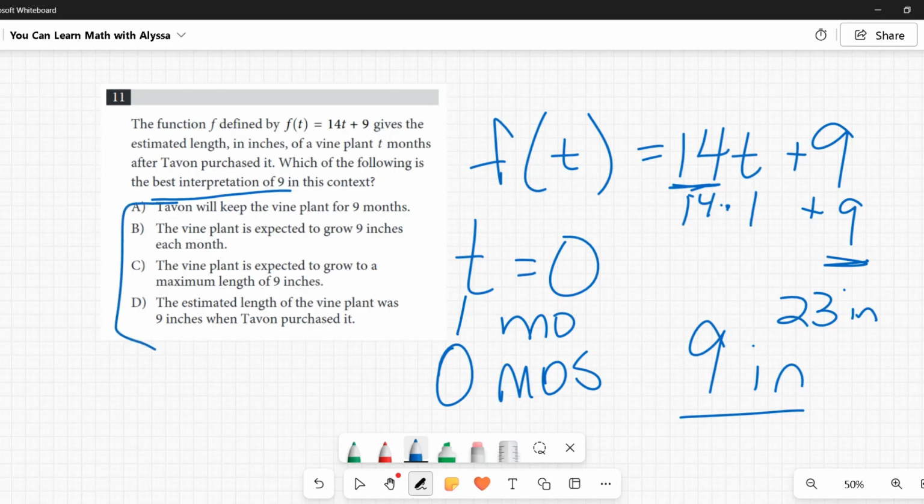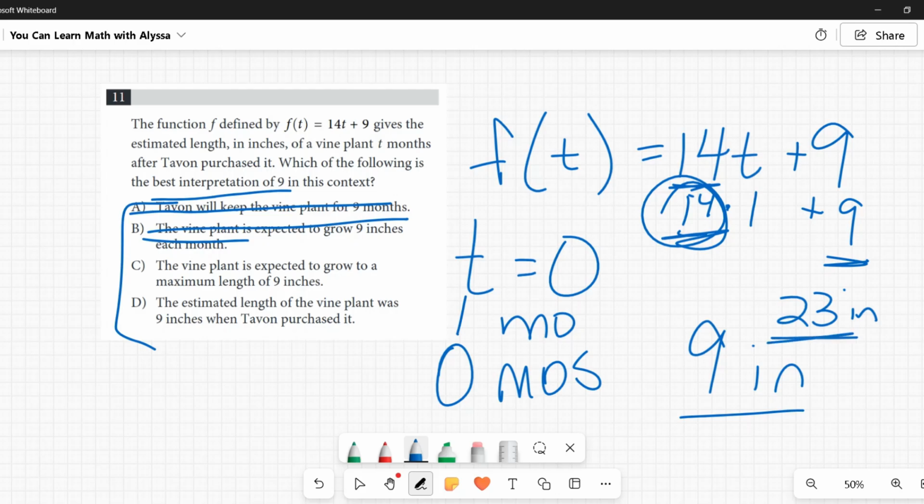We look at our options here. Let's see which one lines up best with what we've just determined. A, Tavon will keep the vine plant for 9 months. No, there's no reference to 9 having anything to do with how many months Tavon's keeping the plant. B, the vine plant is expected to grow 9 inches each month. Nope, we said that 14 was how many inches we expect the vine plant to grow each month. C, the vine plant is expected to grow to a maximum length of 9 inches.